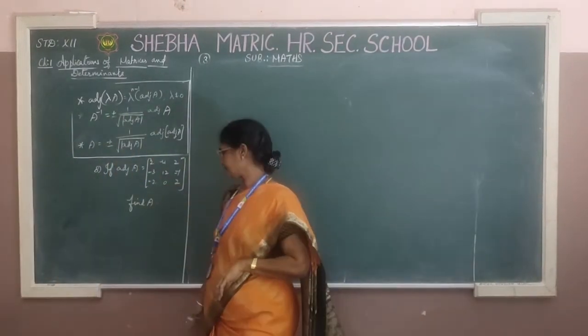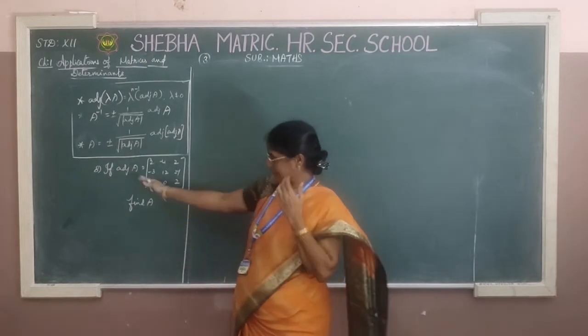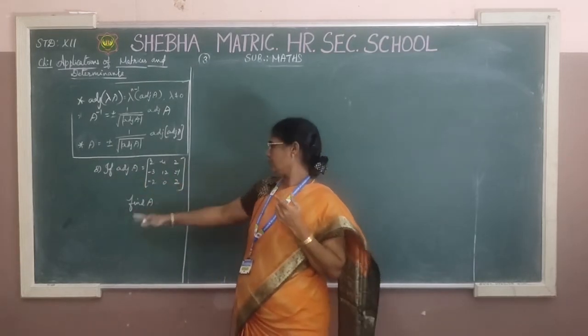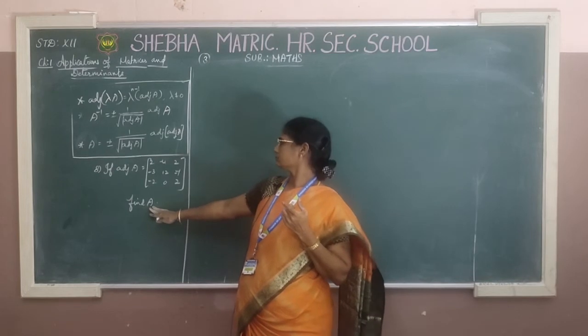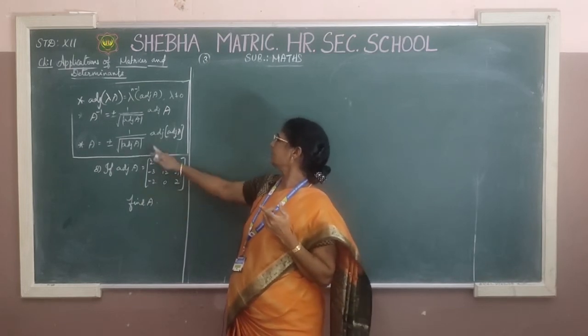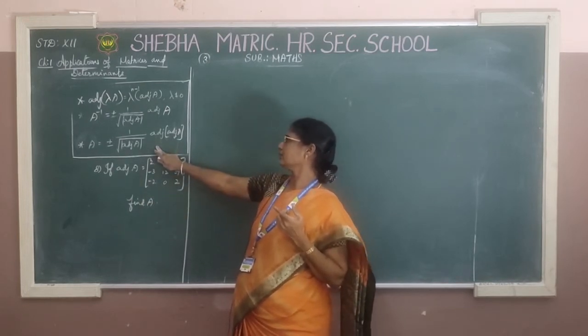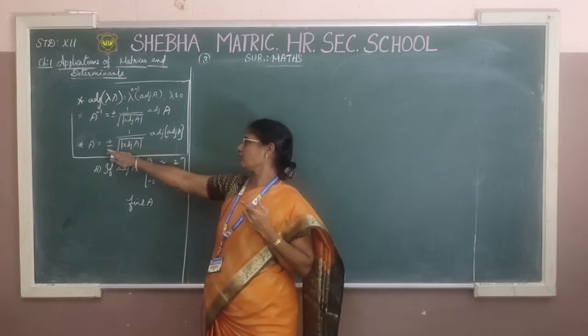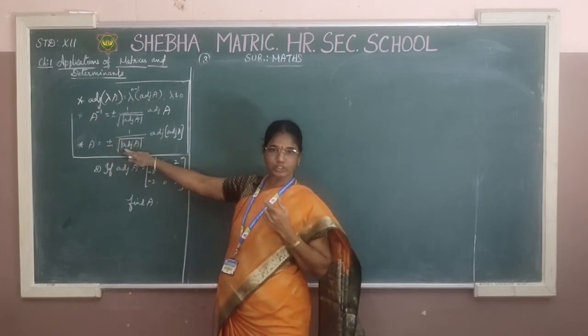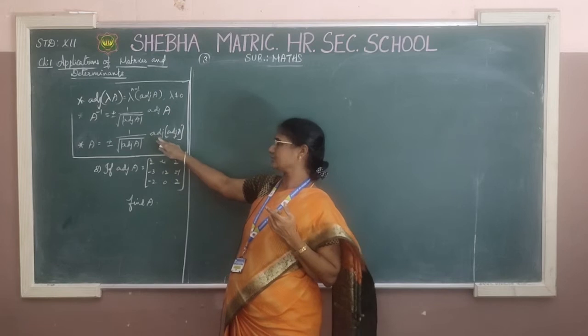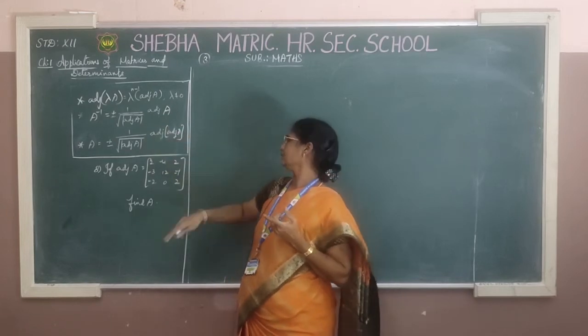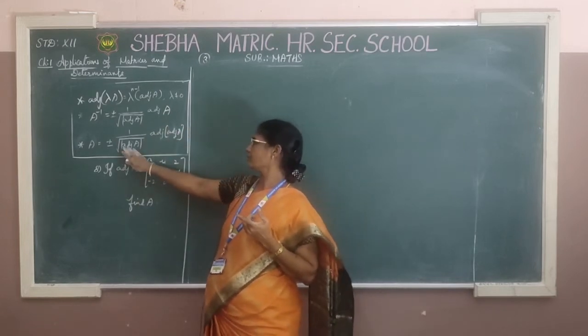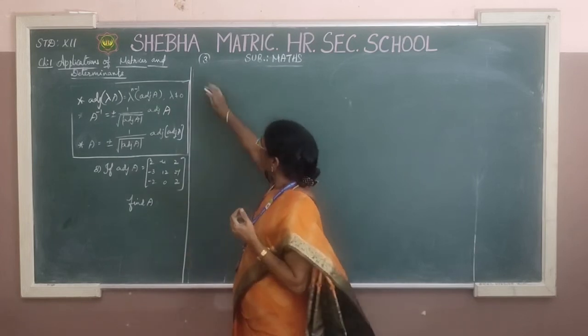So, copy this sum. Let us see 8th sum. Listen, in the 8th sum, adjoint A is given and we have to find A. For this we need the third formula. Listen, this third formula A is equal to what? Plus or minus 1 by root of determinant adjoint A into adjoint of adjoint A. So, okay, first you have to find determinant value.